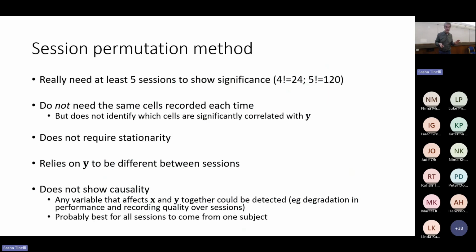As always, a correlation doesn't prove a causation. And it's probably best for the sessions all to come from one subject, because otherwise you might find that in some subjects you record more neurons and others less, and they also have different behaviors.